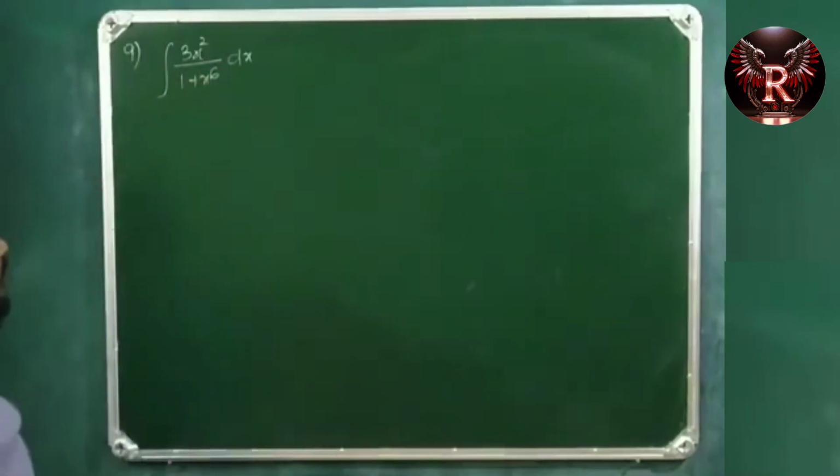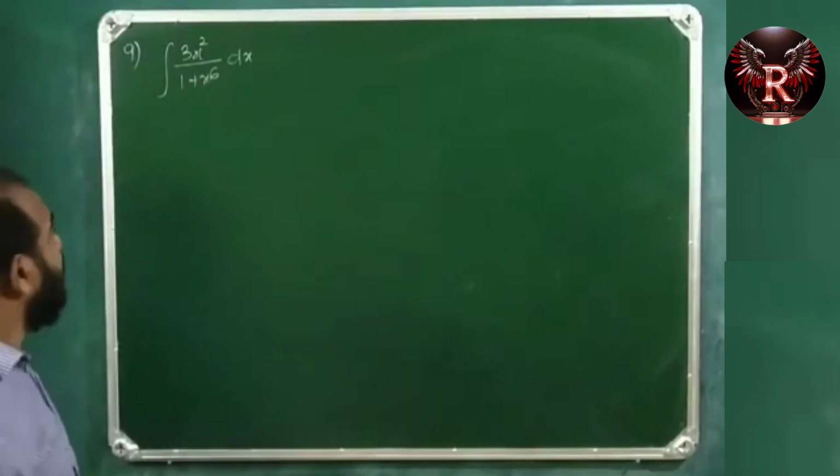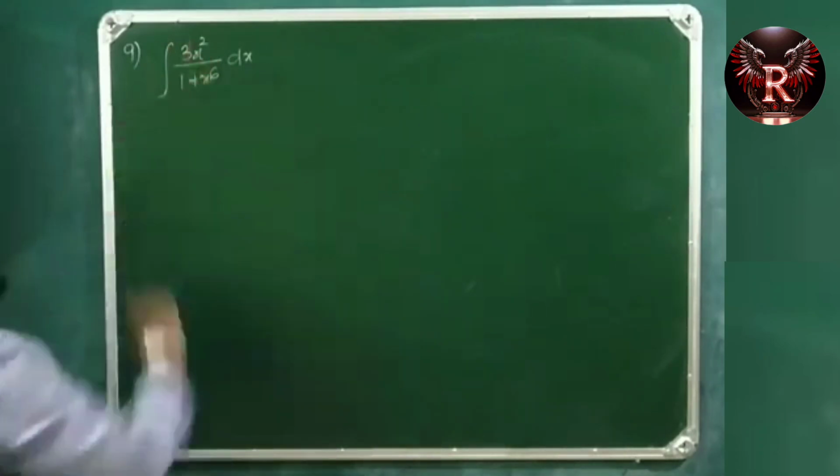Next question: integral 3x square by 1 plus x power 6 dx. So whose derivative is 3x square?